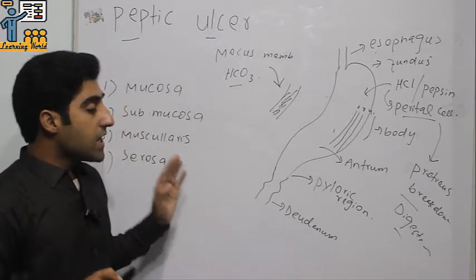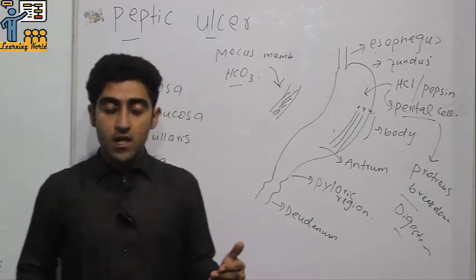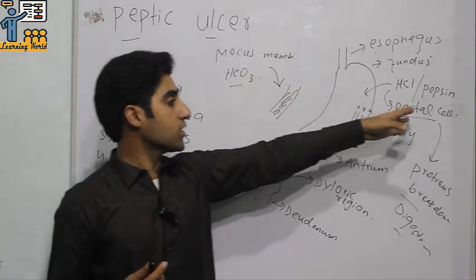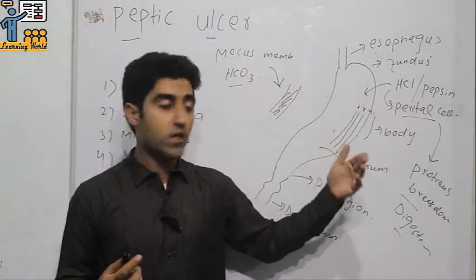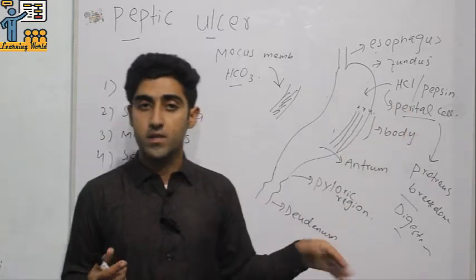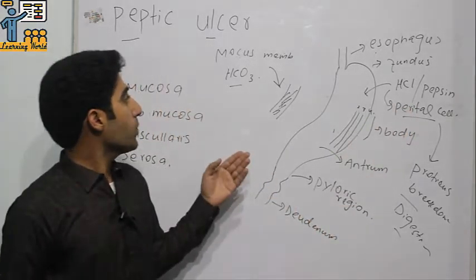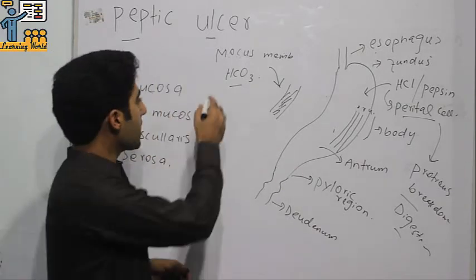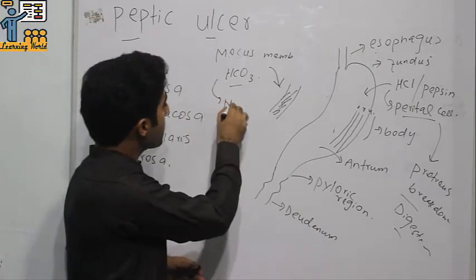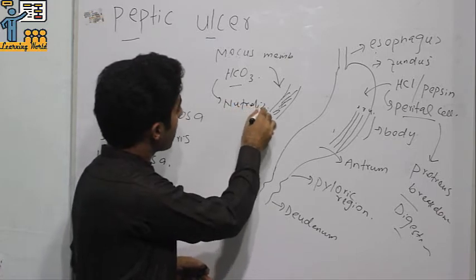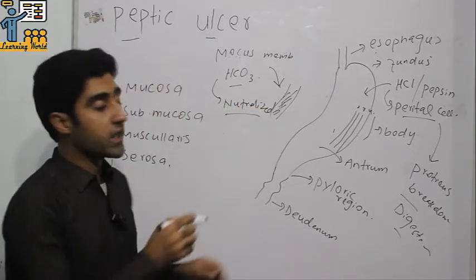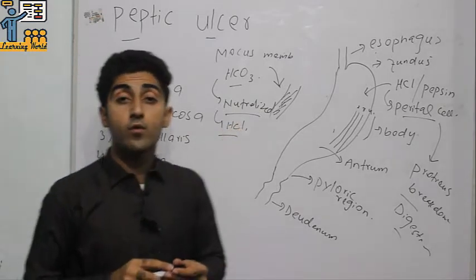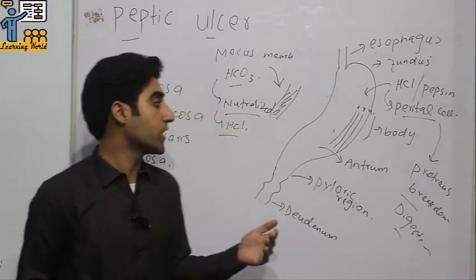In normal physiological conditions, there is a balance between the defensive factors and the aggressive factors of the stomach. The aggressive factors consist of hydrochloric acid, pepsin, and gastrin, and the defensive factors consist of mucous membrane and bicarbonate. Bicarbonate neutralizes the hydrochloric acid, and mucous membrane provides the barrier against the hydrochloric acid.